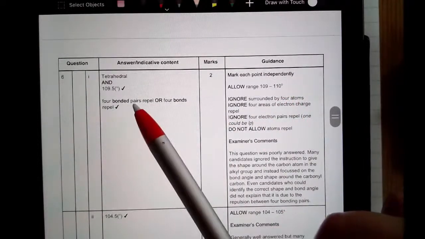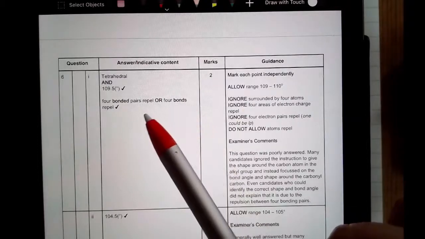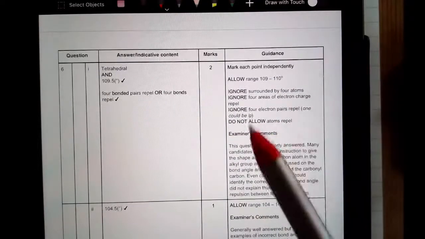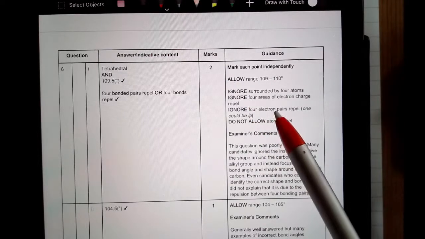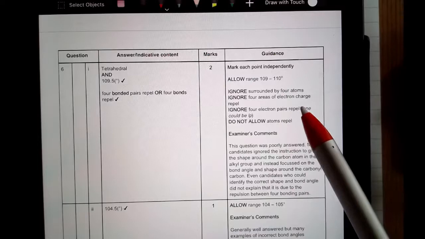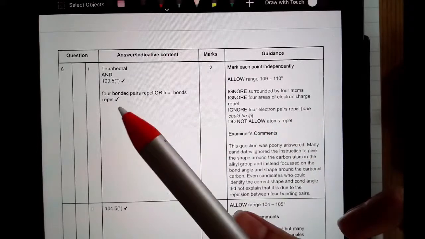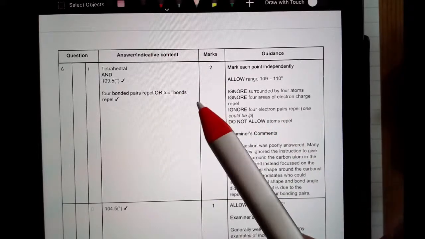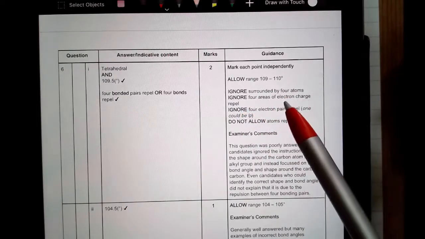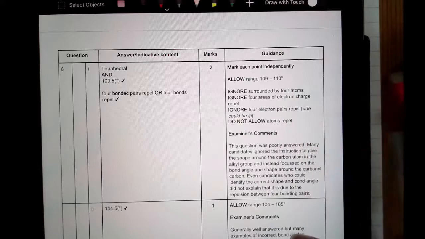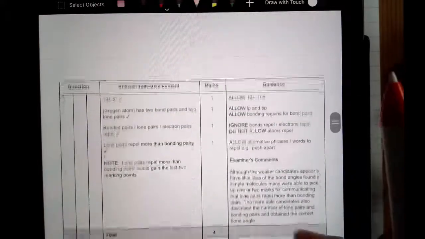Here in the next one, you'll see the same thing. You have to say that you've got 4 bond pairs and those pairs repel. If you didn't specify that they were bond pairs, if you just said electron pairs, you wouldn't get the mark because one of those could have been a lone pair. So you have to specify that they're bond pairs and then say that those electron pairs repel. If you said 4 areas of electron charge repel, you don't get the mark for that either. So really specific language that they want you to use.